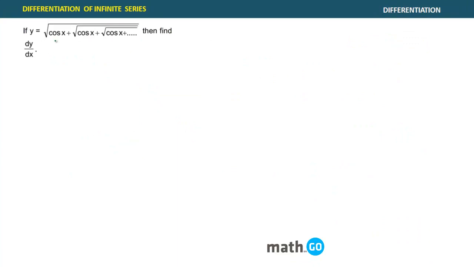So it is given that y is equal to under root cos x plus under root cos x plus under root cos x, and so on. So this is the infinite series that is going on. But in this infinite series there is a pattern, right? What pattern is there that you people can tell me? After every cos there is under root cos, right? This is the pattern.